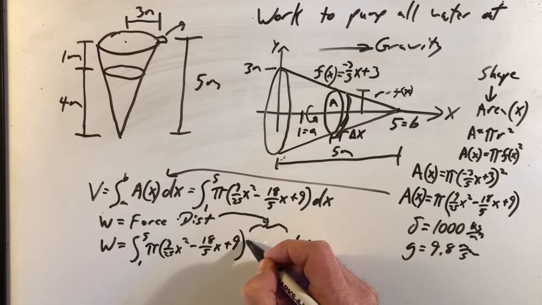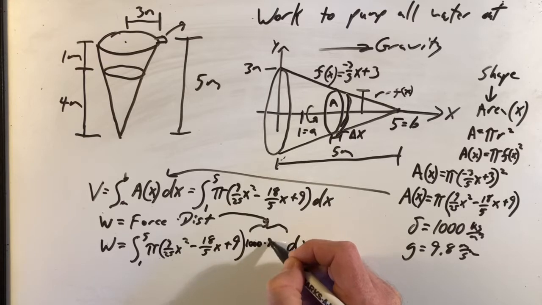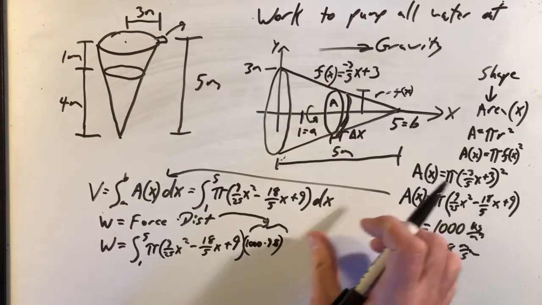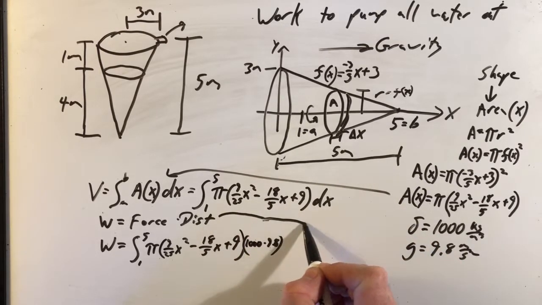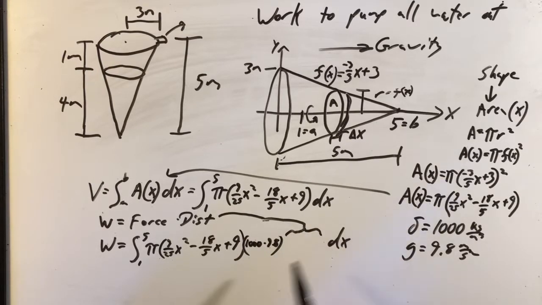I forgot my density, which is 1,000 times 9.8. I'm going to erase that, correct my mistake. Move this a little bit further, dx. So I put in the density of water times gravity, and this gives me all of that force component that I need. I just need to insert distance.